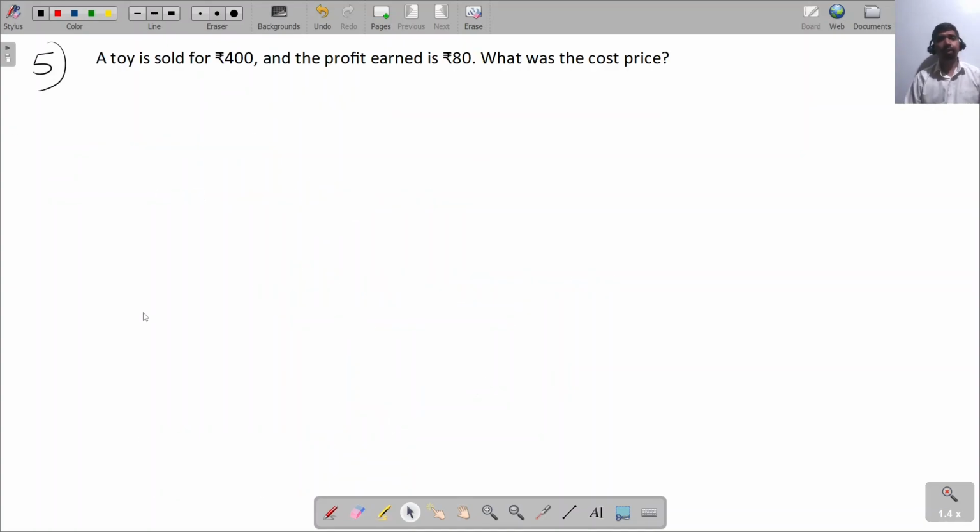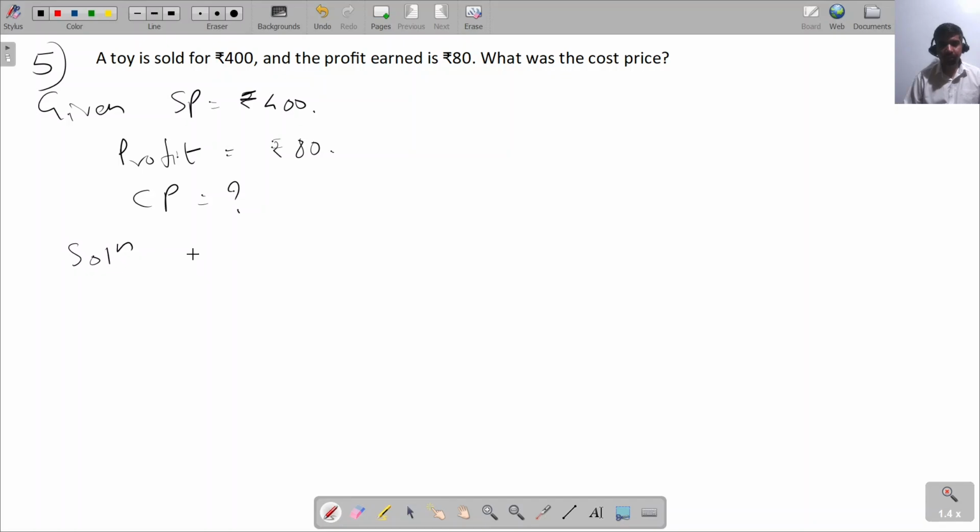Sum number 5. A toy is sold for rupees 400 and the profit earned is rupees 80. What is the cost price? So now they have asked cost price. So sold, the word here is sold, this is a selling price. So given selling price is rupees 400 and profit earned. So you have got profit over here. This is simple sum. You have to find the cost price.